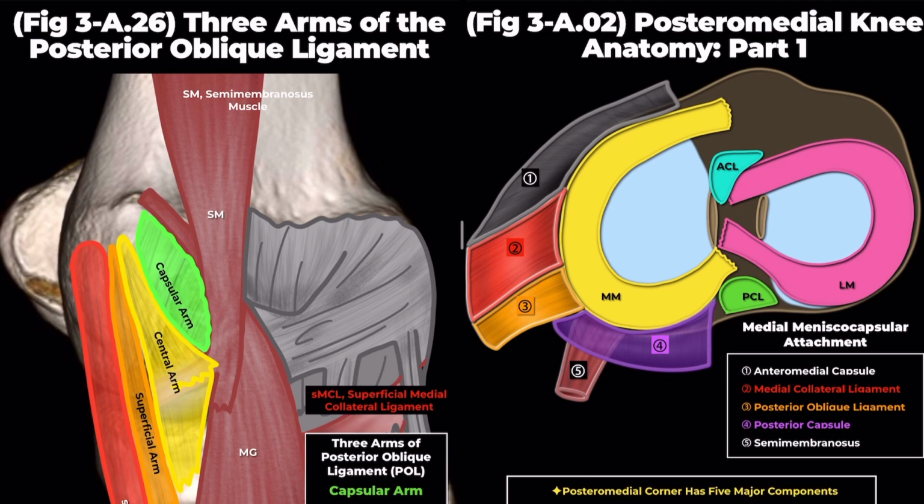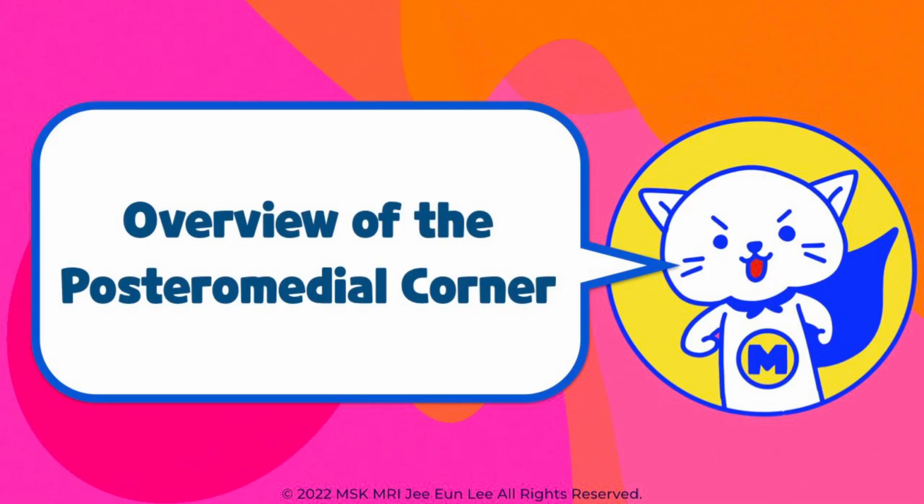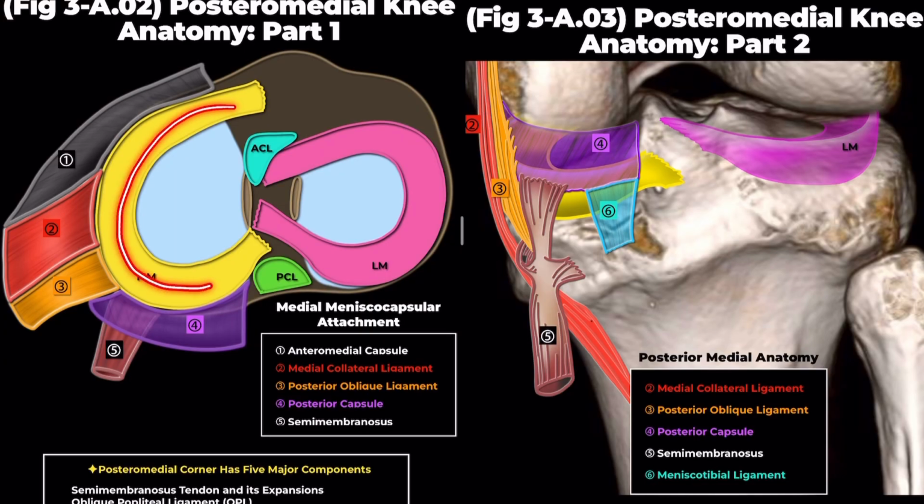Today, we'll delve into the anatomy of the posteromedial corner of the knee. Overview of the posteromedial corner. The medial meniscus is colored yellow. The superficial medial collateral ligament is red, and the deep medial collateral ligament is not depicted here.